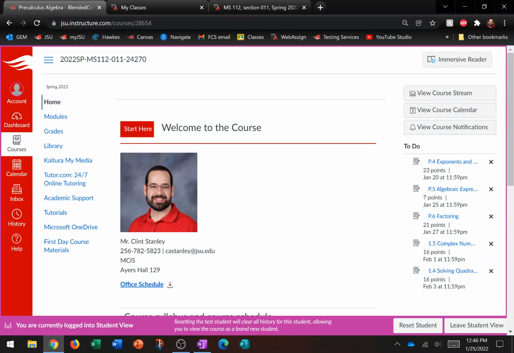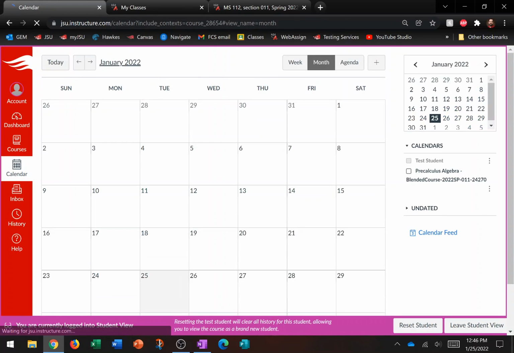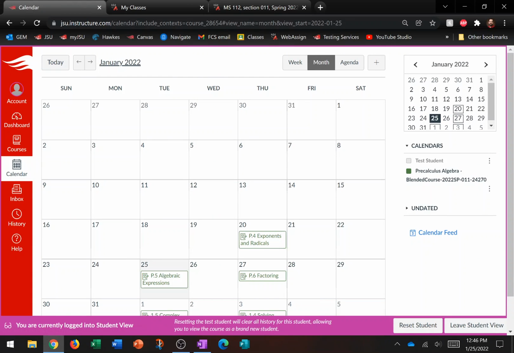Canvas, you should be able to see your WebAssign assignments now. They should show up over here on the to-do list. You can just click on them and it'll log you into WebAssign, and you can go straight to the assignment. And if you like using the calendar in Canvas, they should show up there as well, as little green assignments, and you can click on them and it'll take you straight to that assignment from there too.